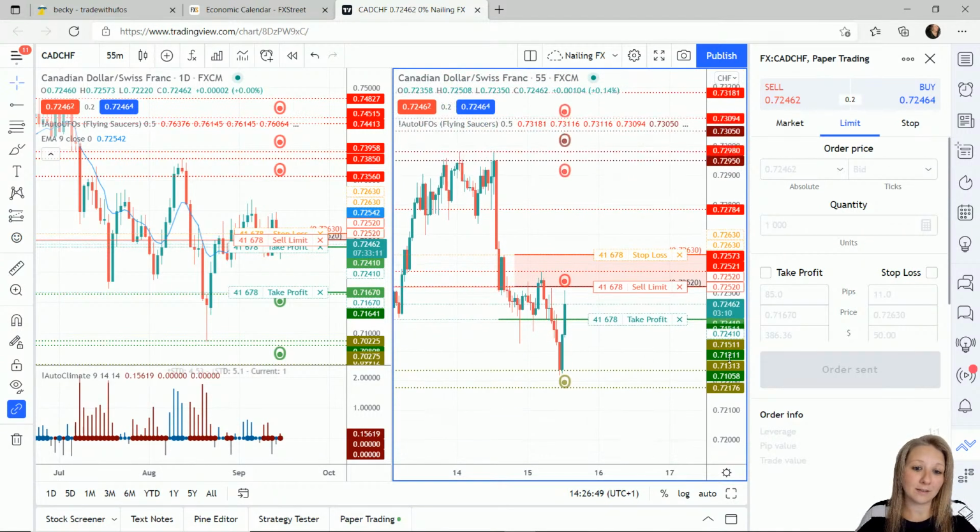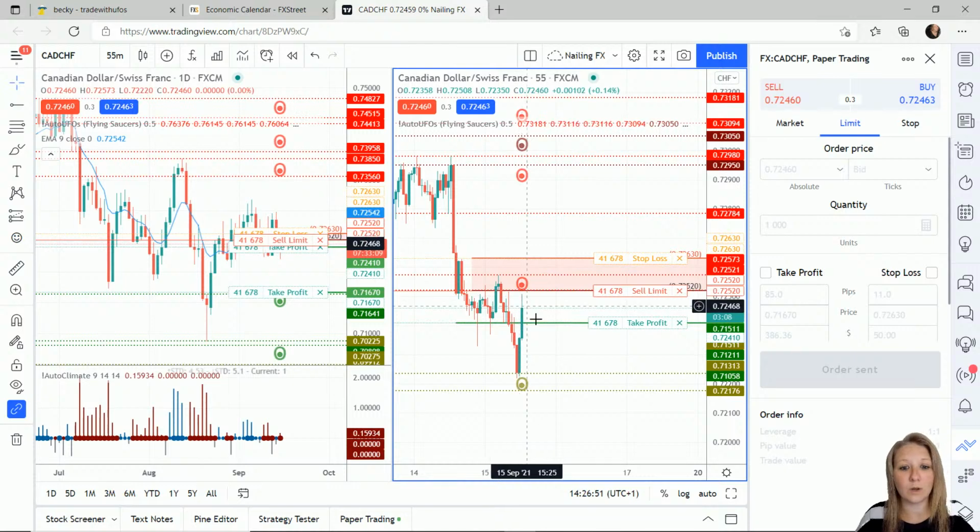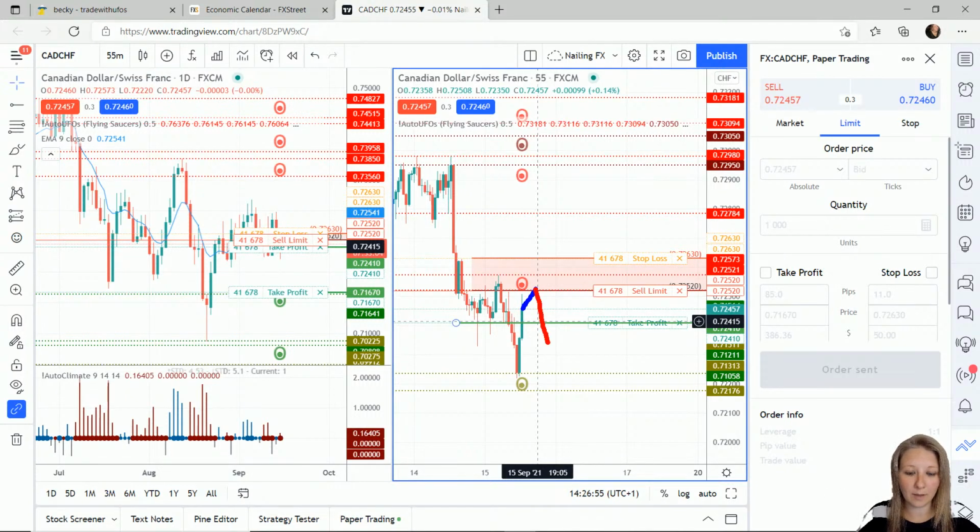Now the way we place our targets is we have one target that's at 1 to 1. So one target that is really close. Reason for that is because if price were to come up and then drop a little bit and then go back up against us, then we would make half of the trade and then lose half of the trade, break even.